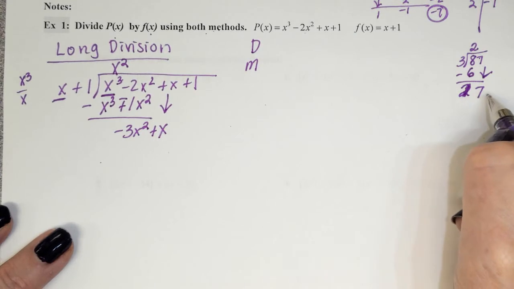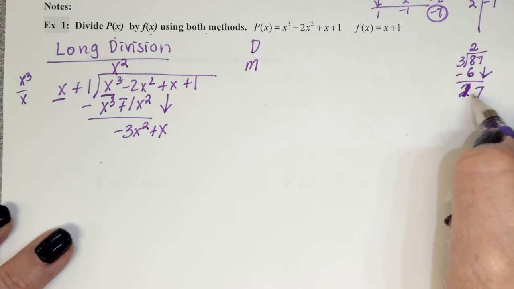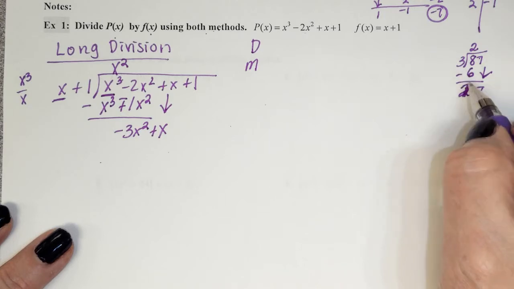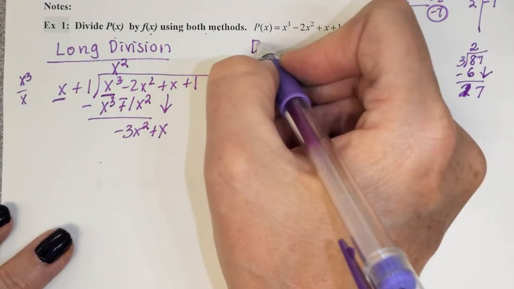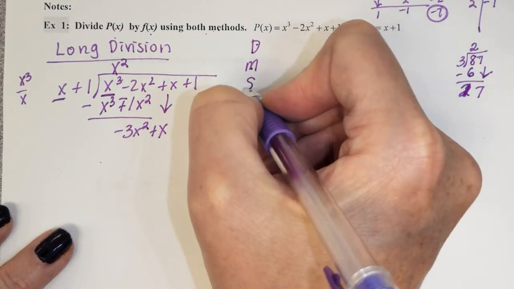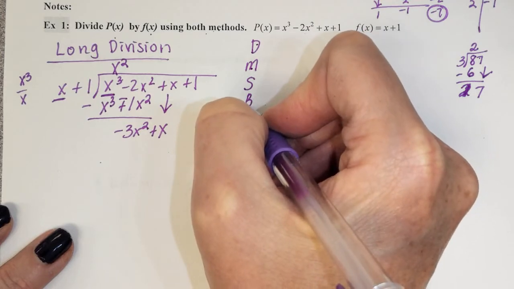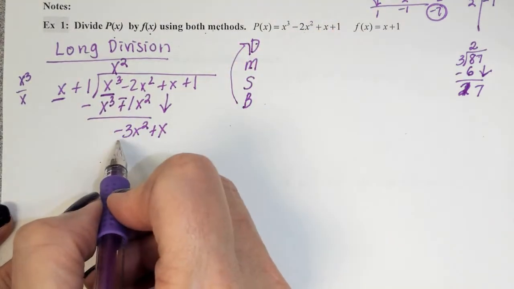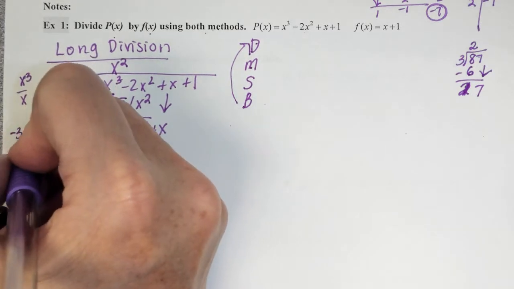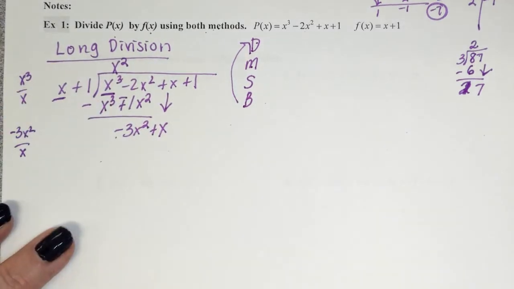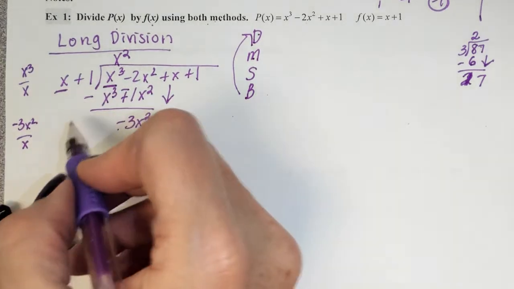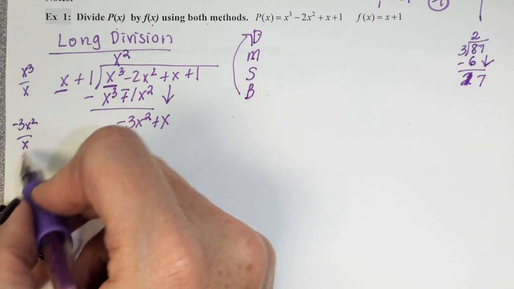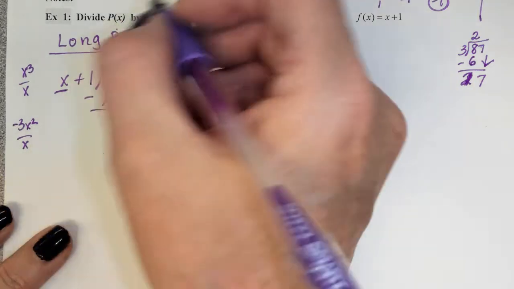Okay, so now what would I do over here at this point? I would divide again, right? So what I've done is I've divided, I've multiplied, I subtracted, and I brought down. So now I go back up to the top and I divide. So what is negative 3x squared divided by x? Negative 3x. This is x times x. The x cancels. So I have a negative 3x left.